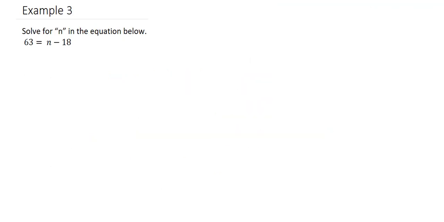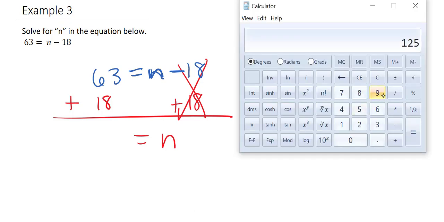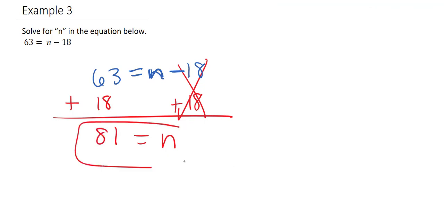So example 3, we're going to solve for n in the equation below. So we have 63, which is equal to n minus 18. So we're going to go ahead and go plus 18 on both sides. We get rid of, right, the number on the right-hand side, so we're left with just n. Now we have 63 plus 18. Might as well just get our calculators out, right? So we have 63 plus 18, which is equal to 81. And that would be our solution.